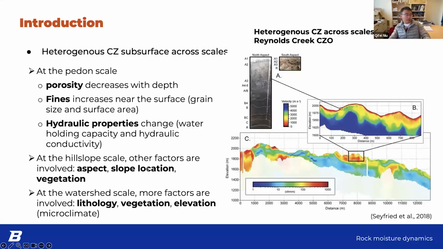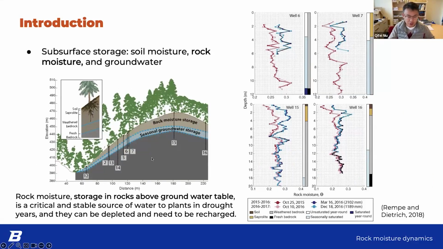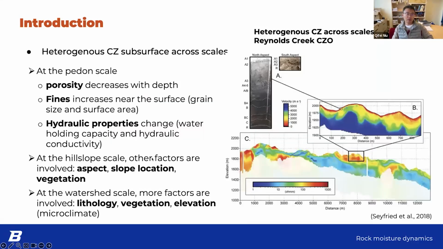And if the slope is as simple as in the previous figure, it will be much easier to study the rock moisture. But in reality, the critical zone itself is very heterogeneous, and this heterogeneity is across scales.